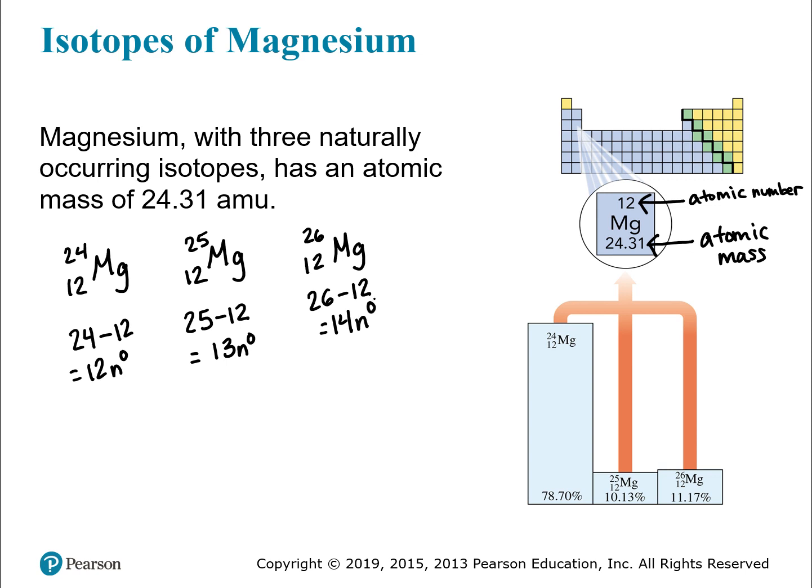It has 14 neutrons. The other way that you can write these isotopes is by writing out the name of the element followed by a dash and the mass number. You can also do it with the symbol. So those are all different ways of writing different isotopes.